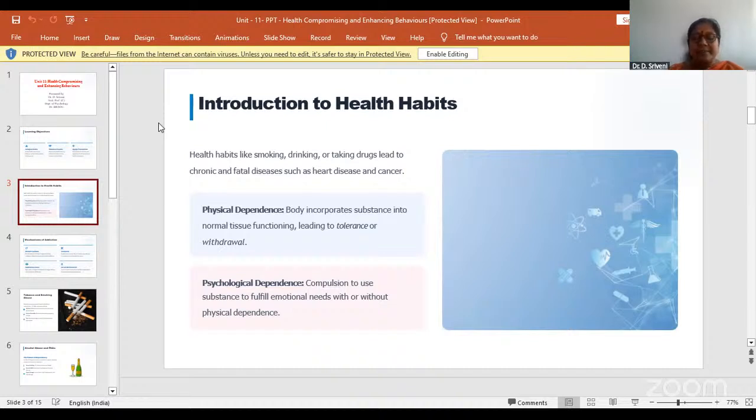Teaching these concepts emphasizes that these behaviors are often a result of individual actions and internal beliefs, meaning that an individual has the power to dictate their own health trajectory by shifting from compromising habits towards enhancing ones.